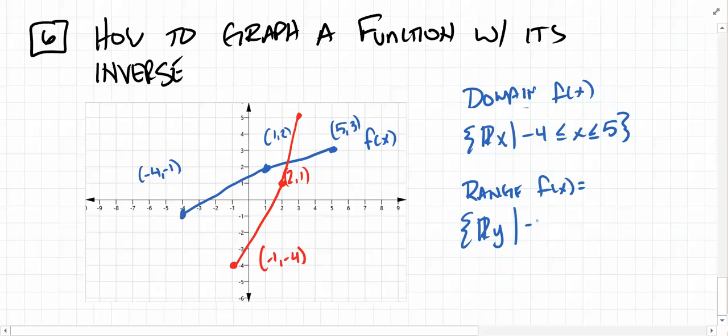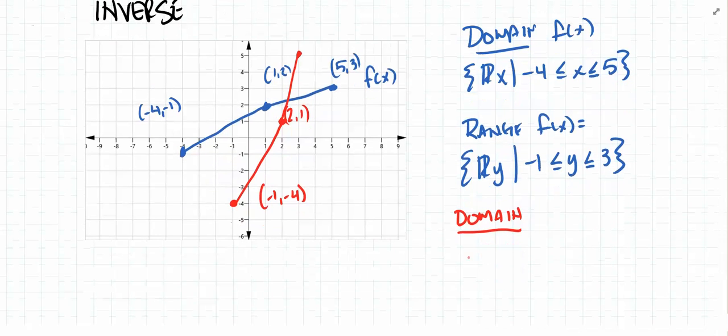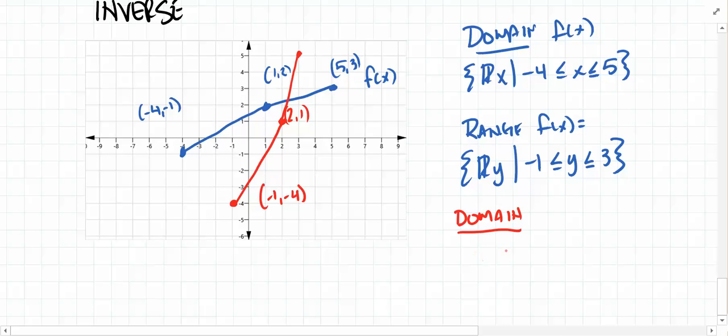Okay, now, notice the domain of the red function. What's the domain of the red function? It's the same as the range of the other one. There you go. It is exactly the same as the range of my original function. And the range of f inverse of x, by the way, this is called f inverse of x, is the same thing as the domain of the regular function f of x. That's going to be an important rule later on today. Okay, guys, that's it.